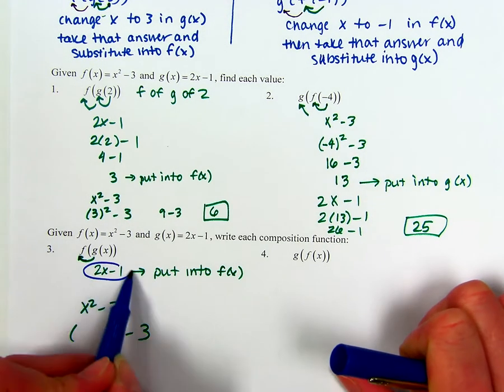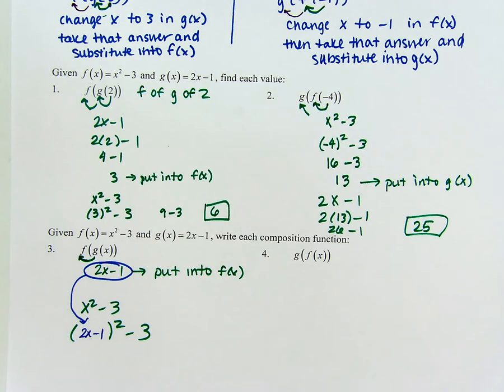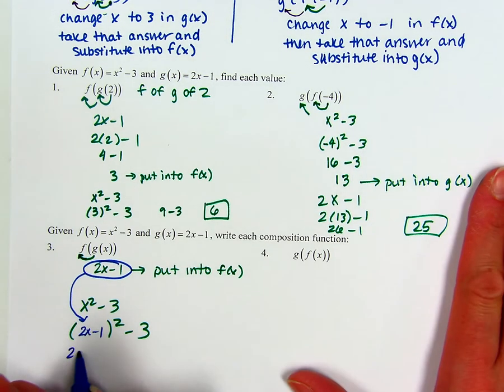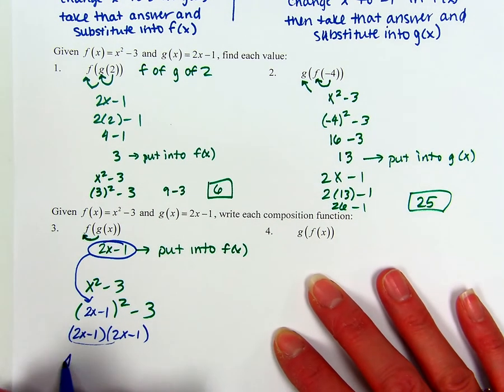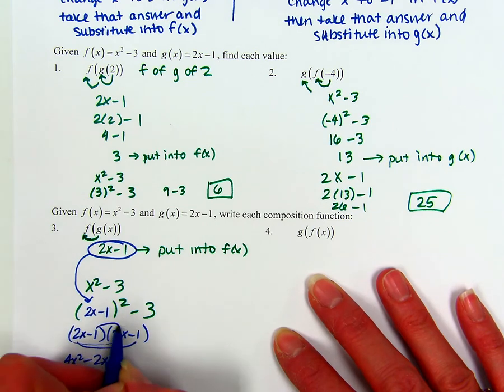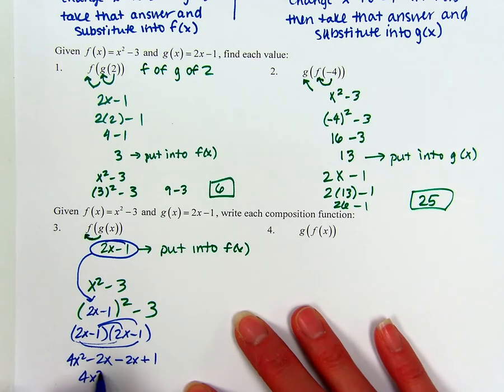So we've done substitution before. We're just taking that whole expression and you're putting it in here. Okay, so you just have to be careful. So what is 2x minus 1 squared? It means multiply it by itself. So I'm going to FOIL. 2x times 2x, that's 4x squared. Outer times outer is negative 2x. Inner times inner is negative 2x, and last times last is plus 1. Right, so I have 4x squared minus 4x plus 1, but I also have that minus 3. So 4x squared minus 4x minus 2.